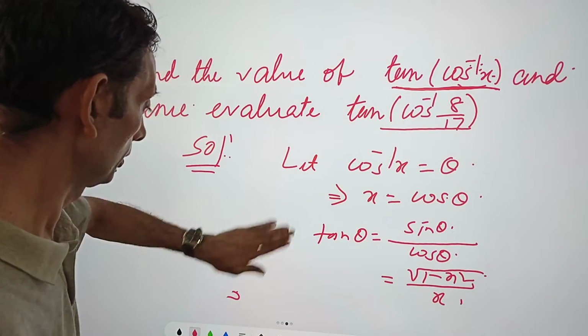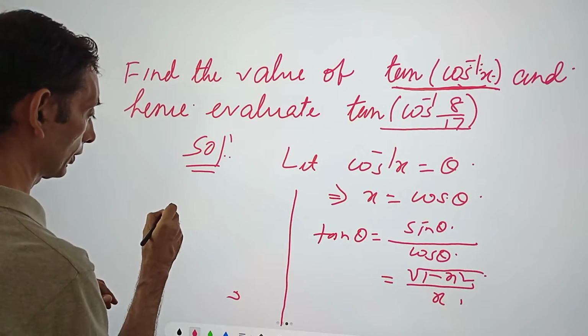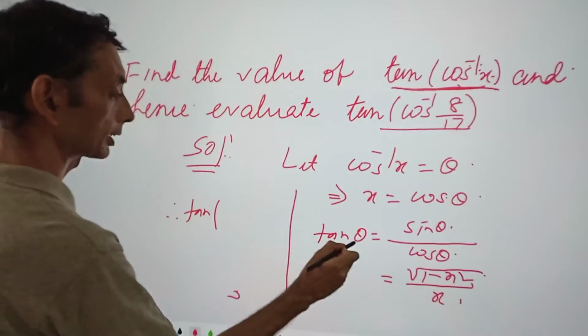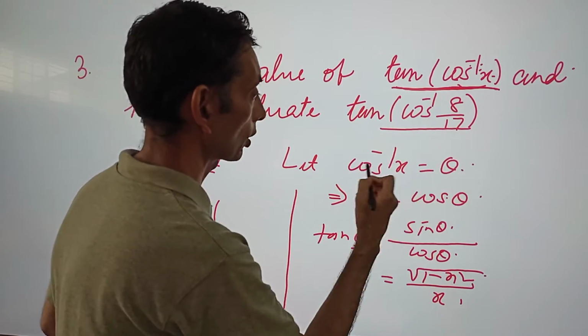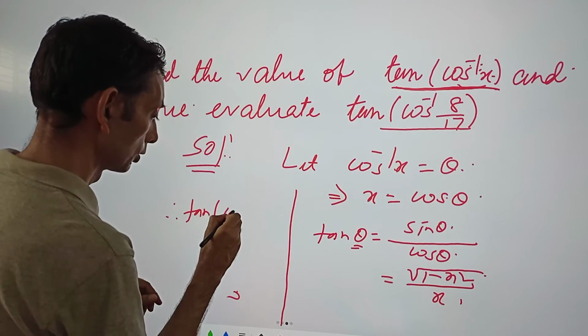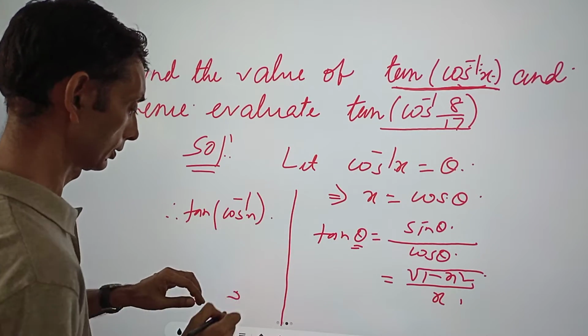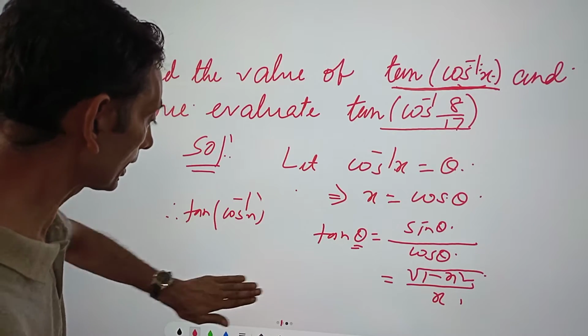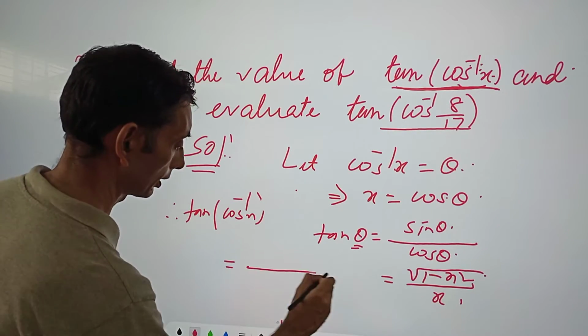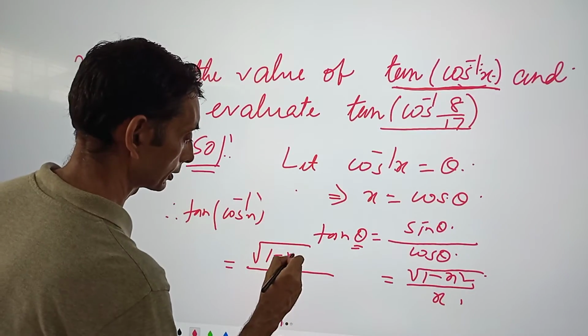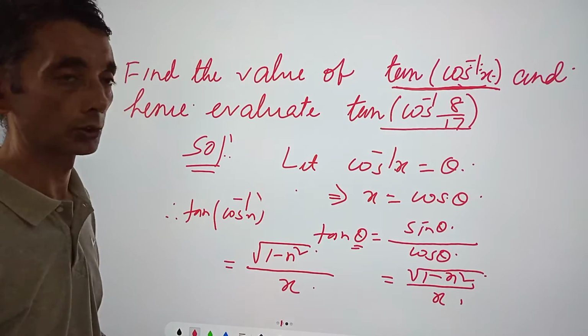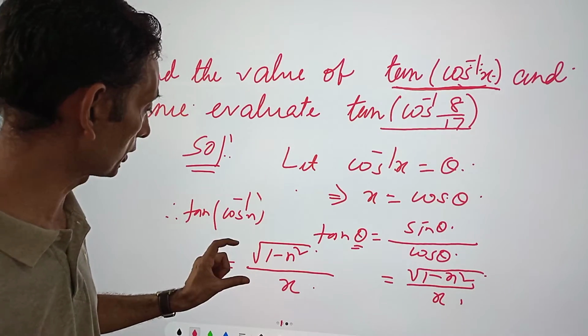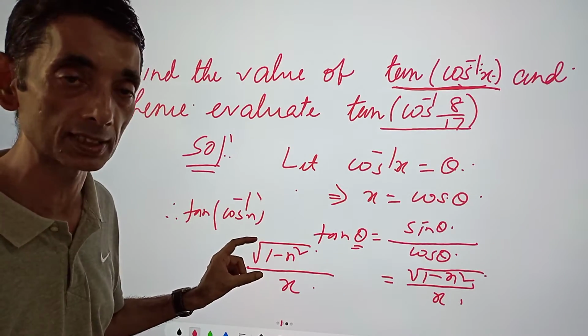Therefore, tan theta, where theta is cos inverse x, so tan cos inverse x is equal to under root 1 minus x squared by x. Based on this expression, we have expressed tan cos inverse x in terms of x.